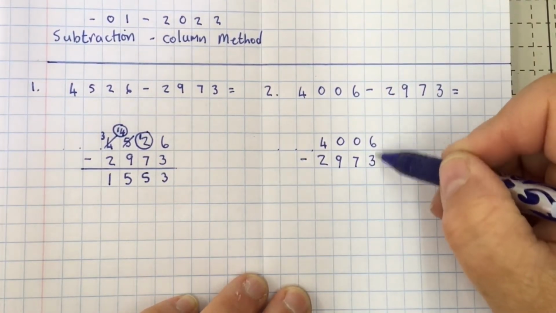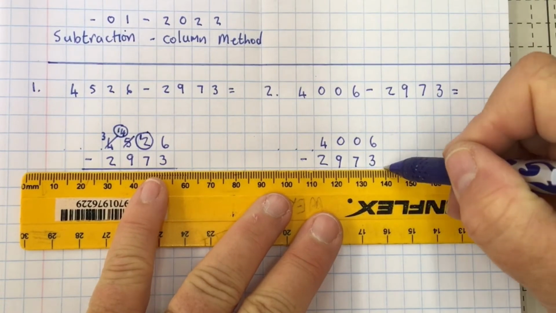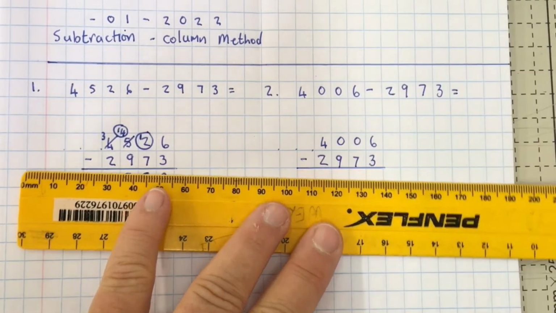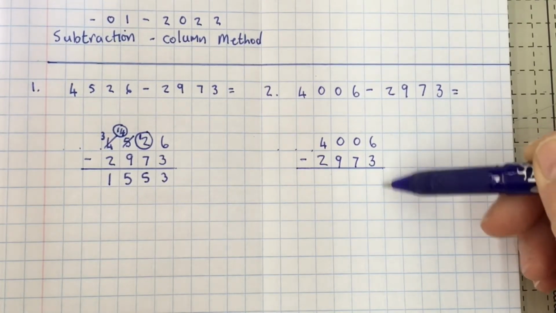I'm making sure that my numbers line up over here. So now I'm going to draw my line. This line separates the question from the answer. So technically that's the question, here's the answer, and the job of that line is to separate the two.